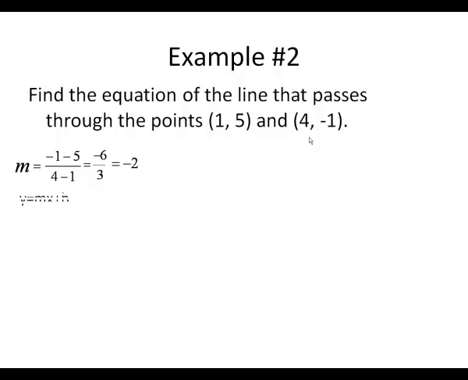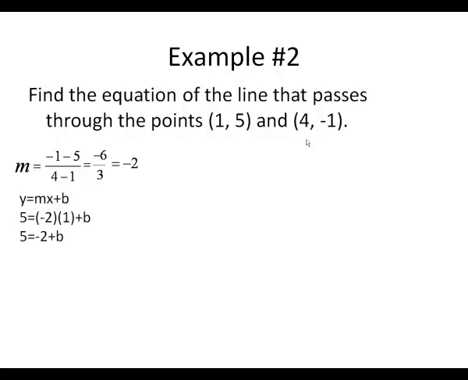To calculate the b, we always start with our y equals mx plus b form. We're going to plug in our slope of -2, and I chose to plug in the point (1, 5). We have two points here that we could use, and both of them would work, and I just chose to plug in 1 for my x and 5 for my y. And we get 5 equals -2 times 1 plus b.